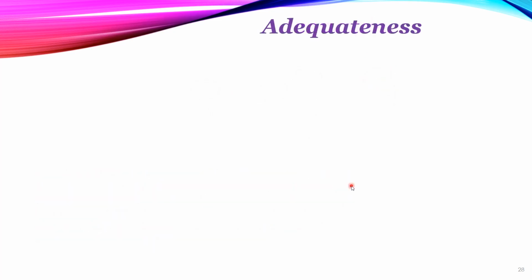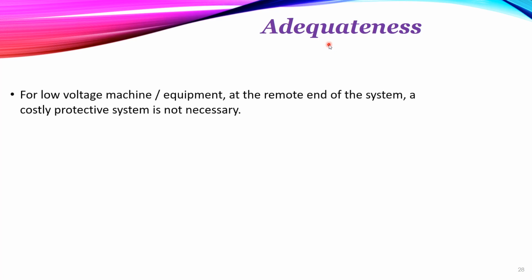Another characteristic for the relay is adequateness. So the relay should be adequate. What does this mean? It means that for the low voltage machine or equipment at the remote end of the system, or at the end of the power system, a costly protective system is not necessary. We should not provide a costly protective system here, and we'll understand what this means.